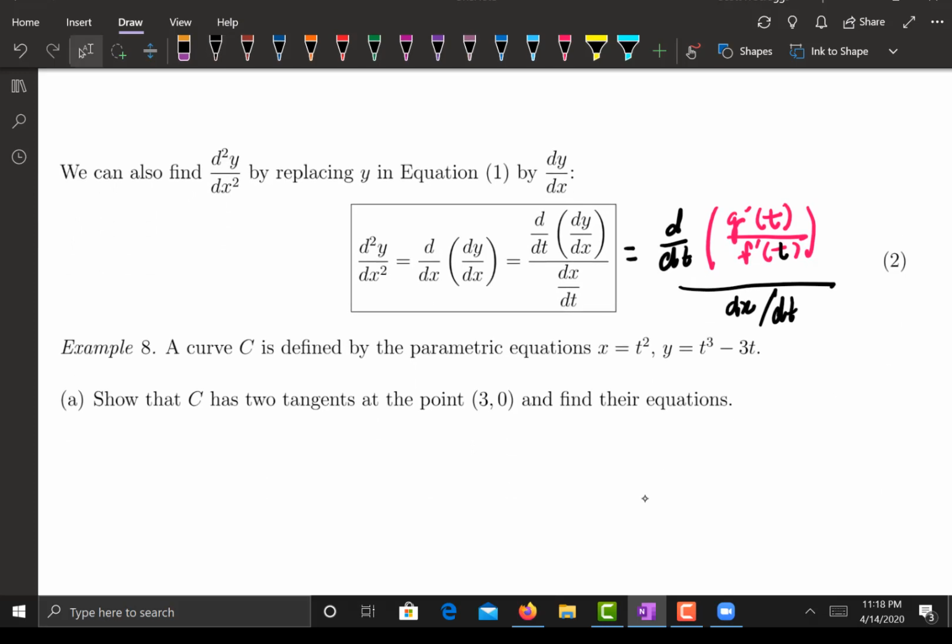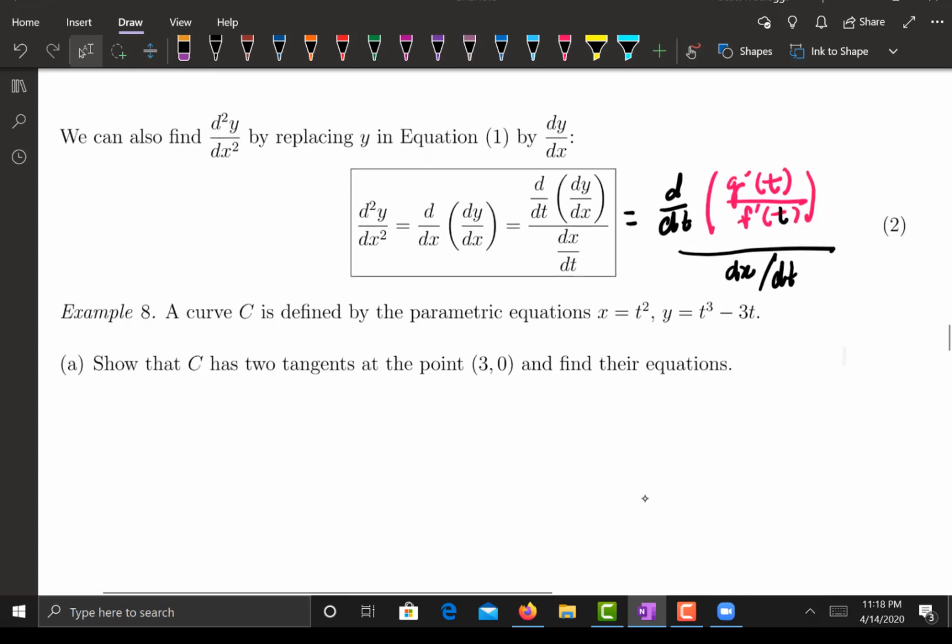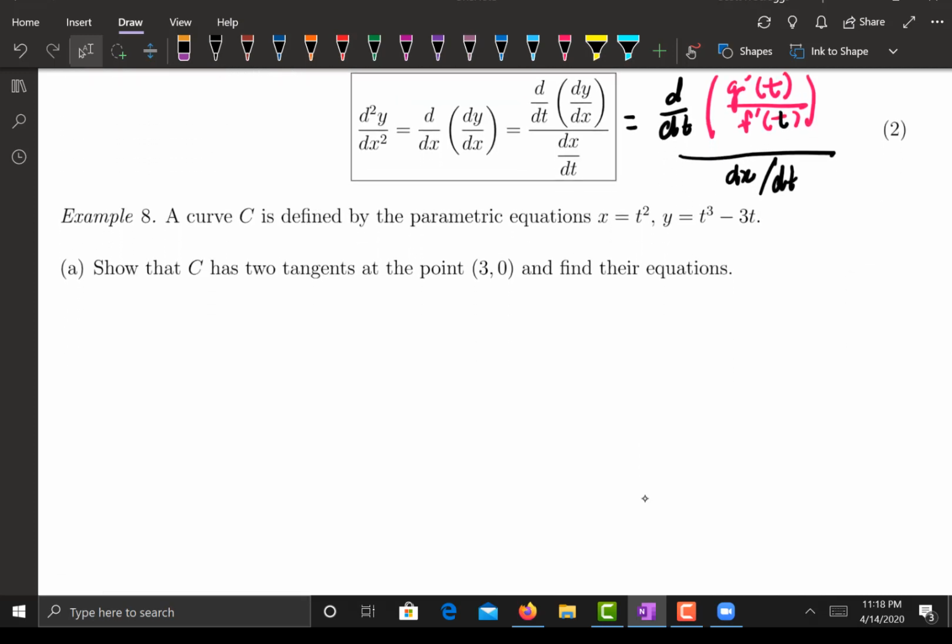Now let's go ahead and start working through some examples. So we have a curve defined by the two parametric equations, x equals t squared and y equals t cubed minus 3t, which means in this case my f of t, or the function married with x, is t squared, and g of t, or the function married with y, will be t cubed minus 3t.